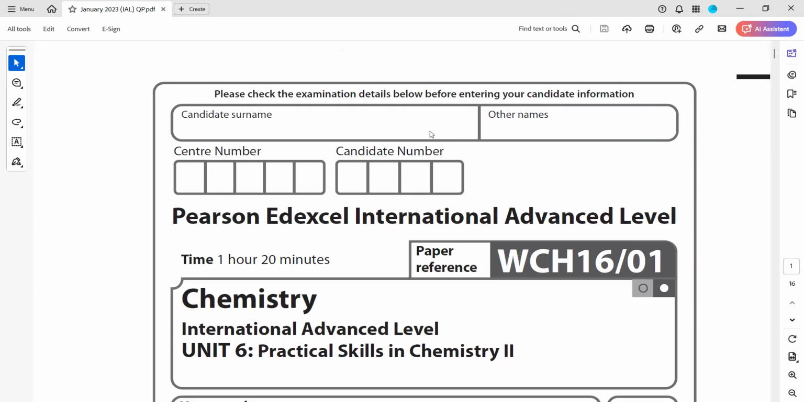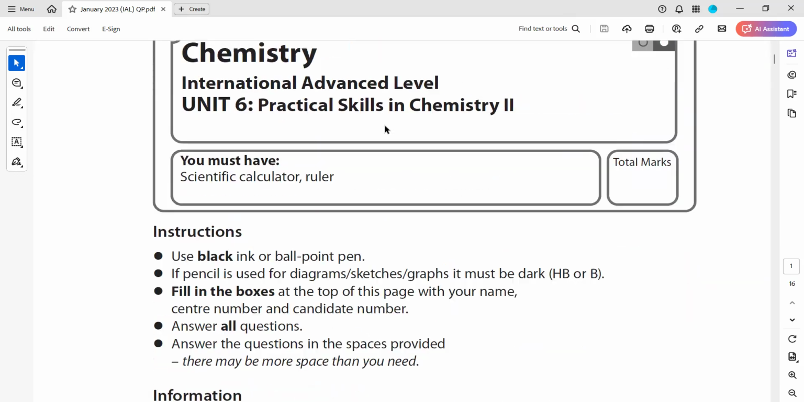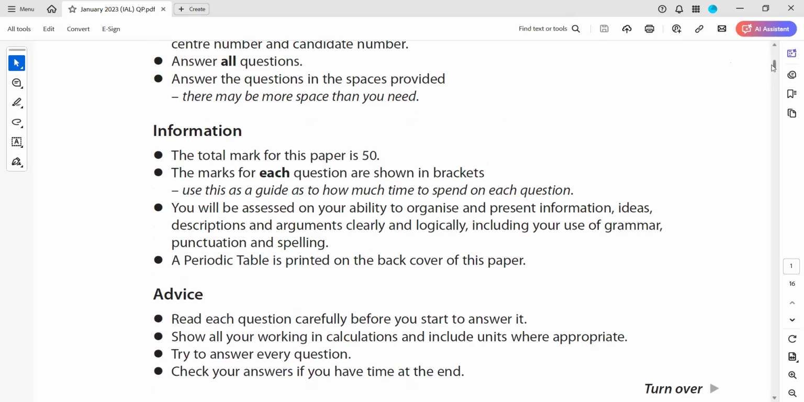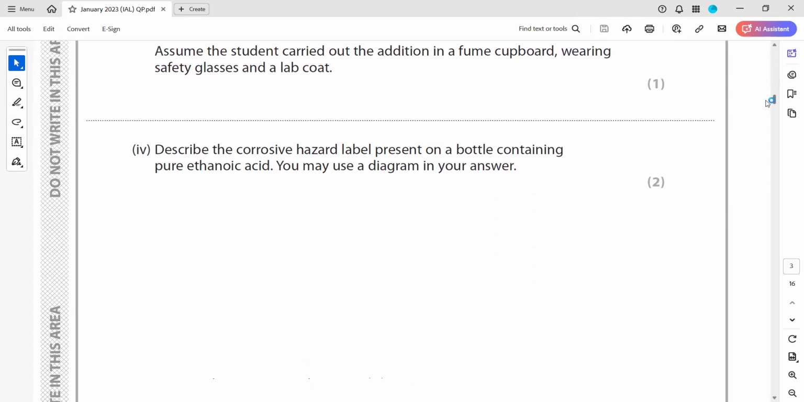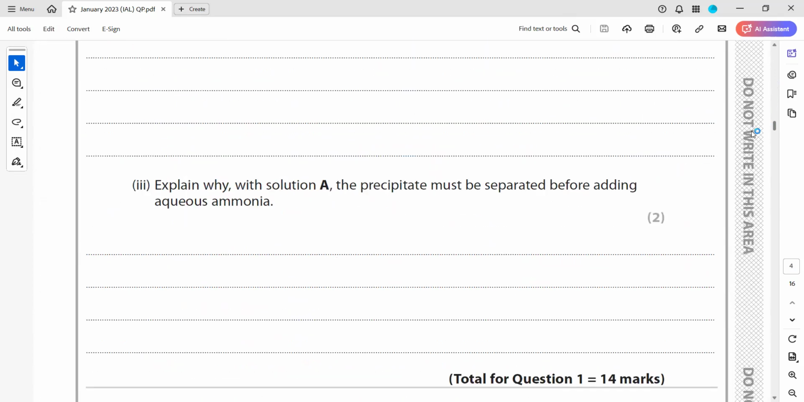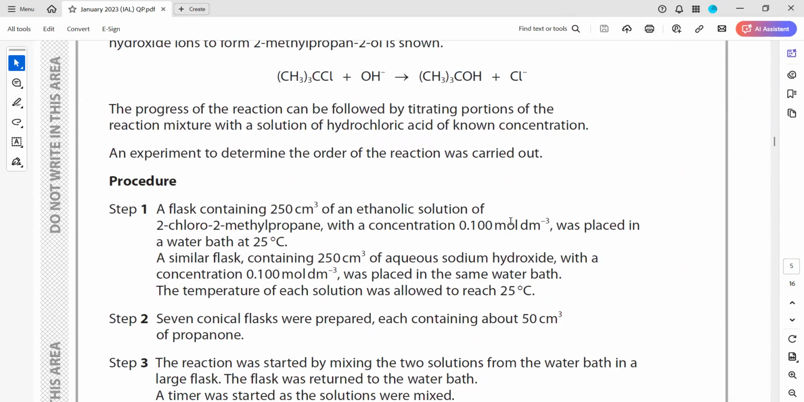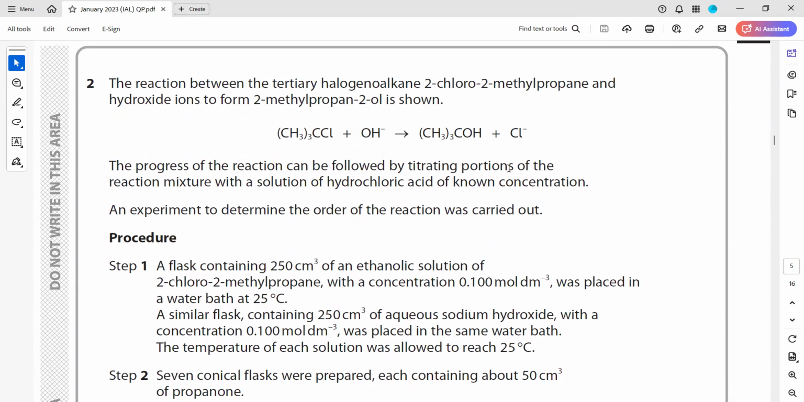Unit 6. We'll discuss a question from this unit. Question 2, January 2023. The reaction between a tertiary halogenoalkane, which is 2-chloro-2-methylpropane, and hydroxide to form 2-methylpropan-2-ol, is shown.